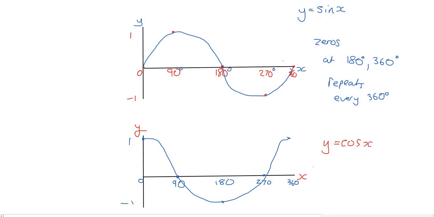So let's have a look at the zeros of cosine x. By zeros we mean where the graph is 0. So zeros at 90 degrees, 270. Again, this graph repeats every 360 degrees. Okay, let's move on to tan, the final one.